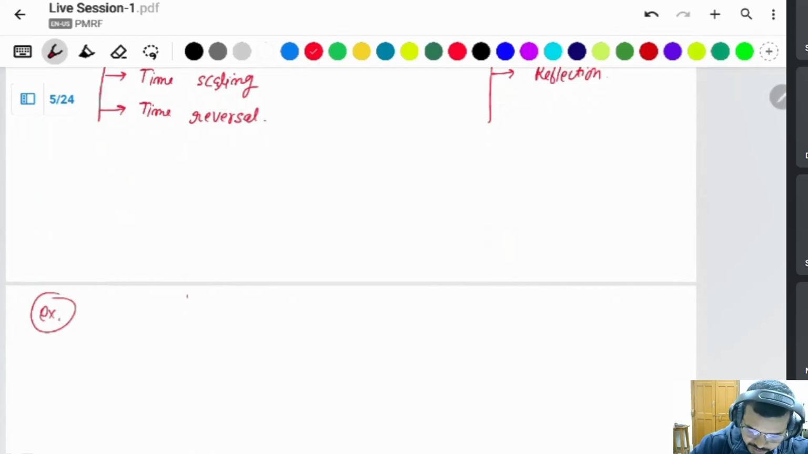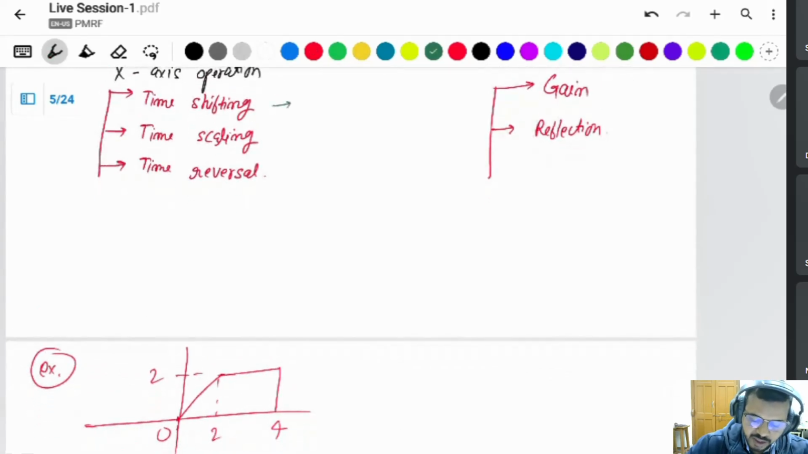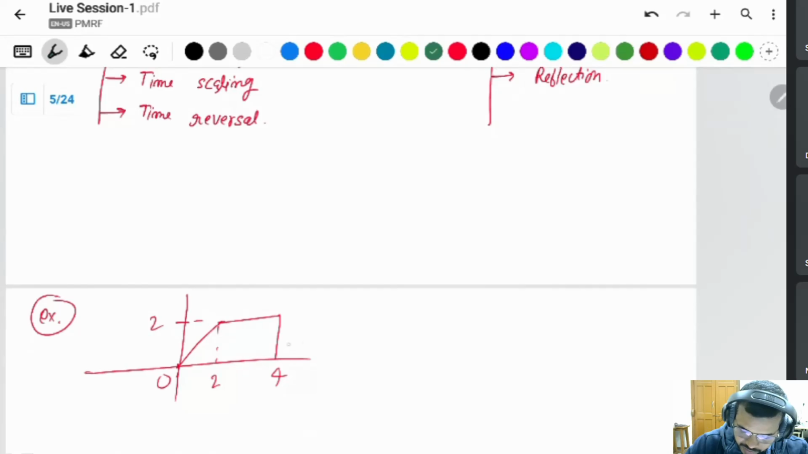I have taken a simple example and given all the properties, like 2, 4; the height of this one is 2. First apply time shifting. You can shift this signal to both sides. If you shift to the right side, it is known as time delay. If you shift this signal to the left side, it is known as time advance.